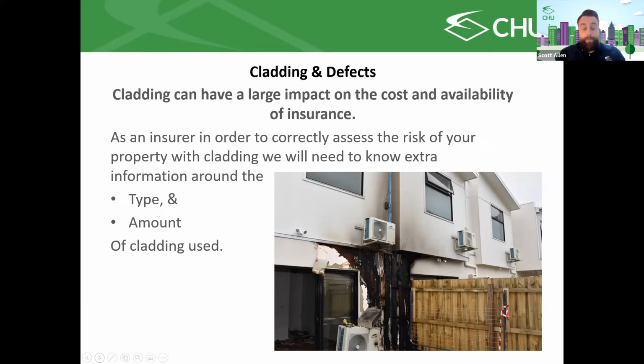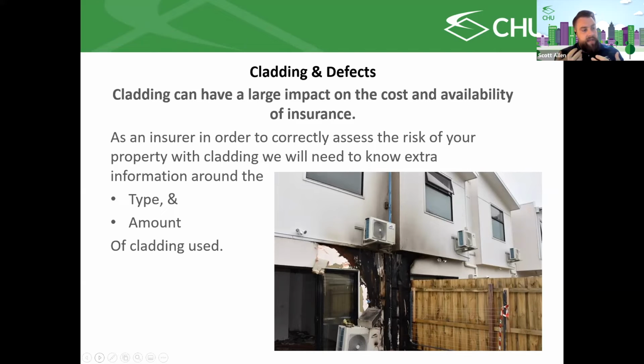And how much is it? So of the outside of your building, what percentage is the cladding? Is it 20%? It's just the top story. Is it 5%? It's just some fairings on the outside of a nice little low rise or something like that. Those two keys will allow us to write your policy properly.